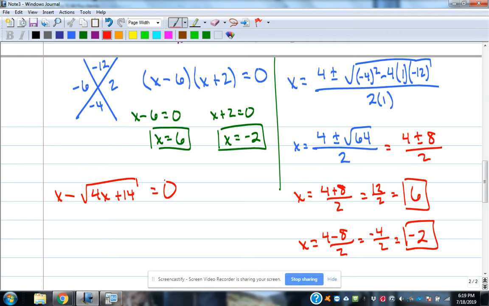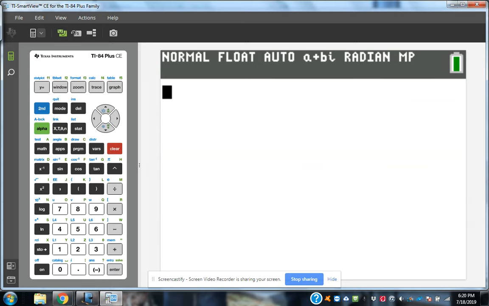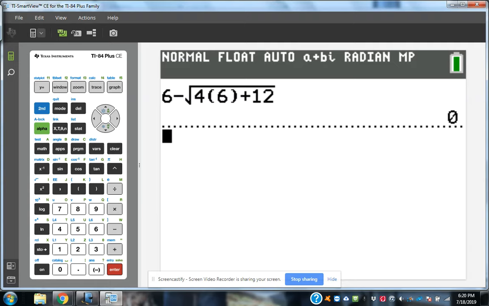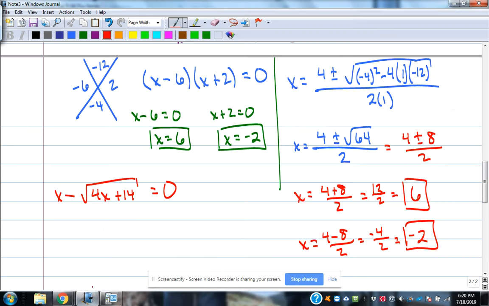And I'm plugging in the negative 2 for x and working it out and seeing if I get 0 out of that. So we'll use a calculator to help me out here. So I got 6 minus the square root of 4 parentheses 6 plus 12. So I've just plugged in the 6 and I hit enter, and I hope I get 0. I do. 6 works. I'm going to keep it. It checks. I just put a check mark by it so I know I've already checked that one.